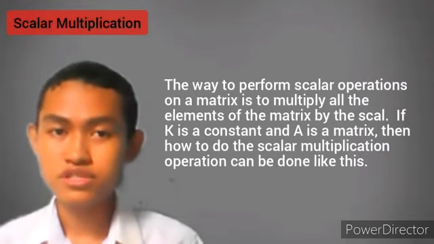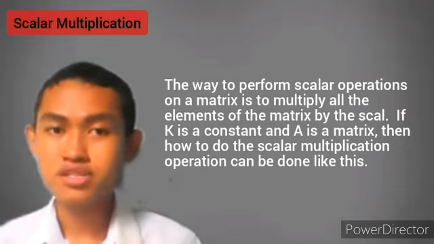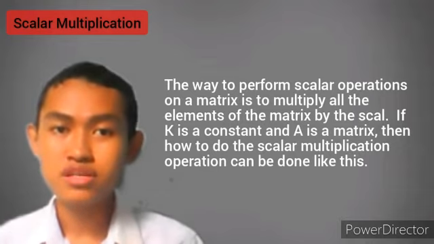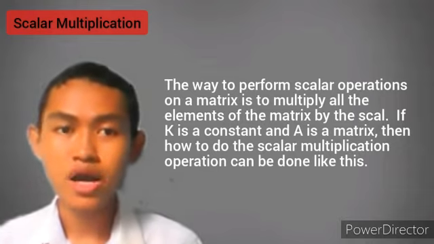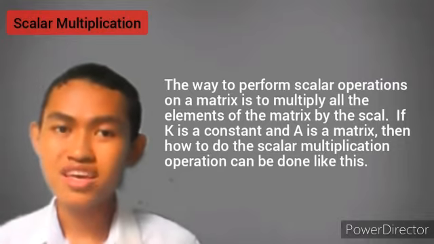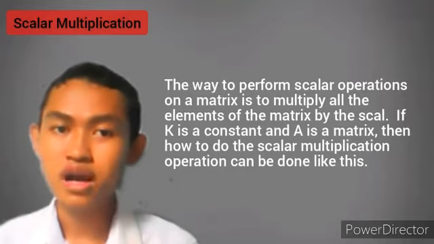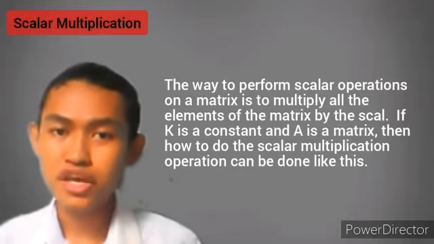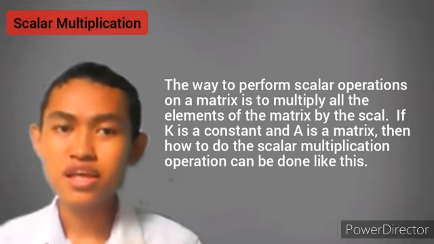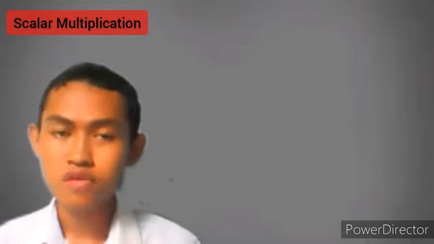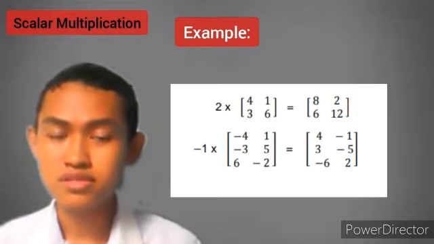The way to perform scalar operations on a matrix is to multiply all the elements of the matrix by the scalar. If k is a constant and A is a matrix, then the scalar multiplication operation can be done like this. For example, it is like this.